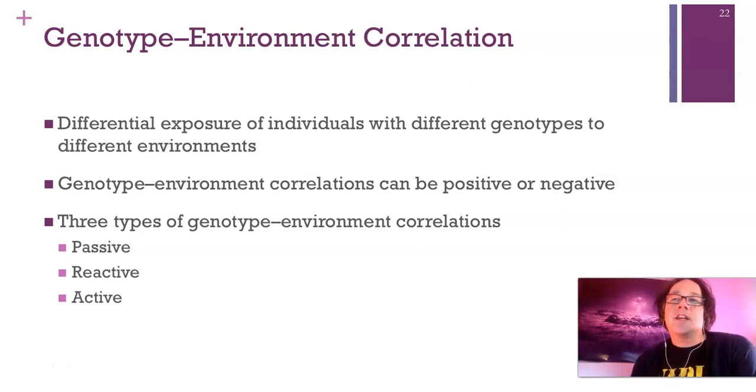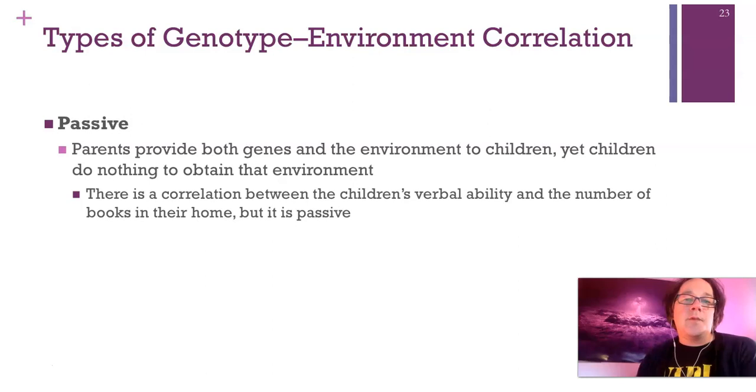I'm trying to think of another way of putting this. Well, let's take a look at a couple of examples. This might make more sense here. So there's basically three types of genotype environment correlations: passive, reactive, or active. When we talk about a passive genotype environment correlation, this is where parents provide both the genes and the environment to children. The children do nothing to obtain that environment, but that's not for lack of want. The children are not necessarily seeking out this environment because it's already being provided to them.